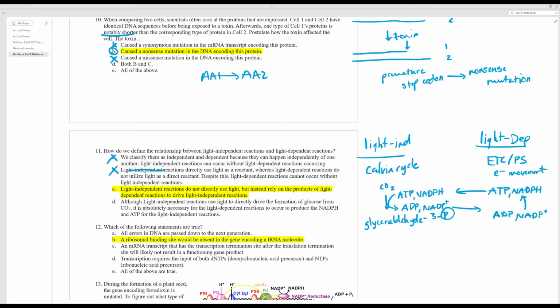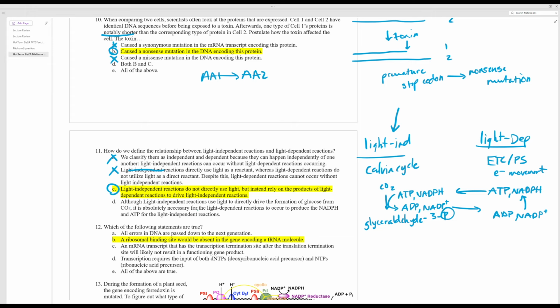So it's not B. C, light independent reactions do not directly use light, right? They don't use light, but instead rely on the products of light dependent reactions to drive light independent reactions. Light is not entering the Calvin cycle at any point. Instead, light enters the light dependent reactions and produces ATP and NADPH, which goes into the light independent reactions. So light was necessary for the light independent reactions to take place, but it's not a direct input. It's indirect, right? The direct input of light is into the light dependent reactions.